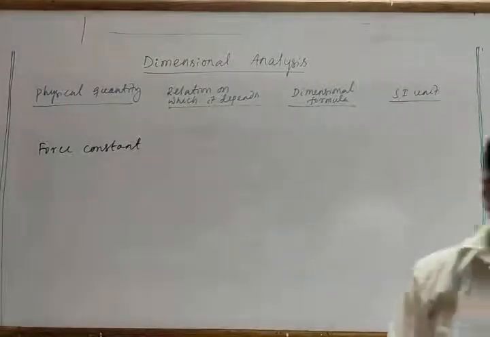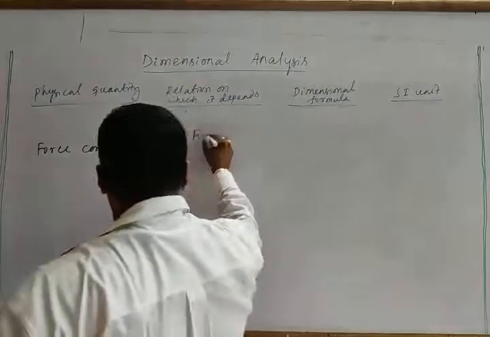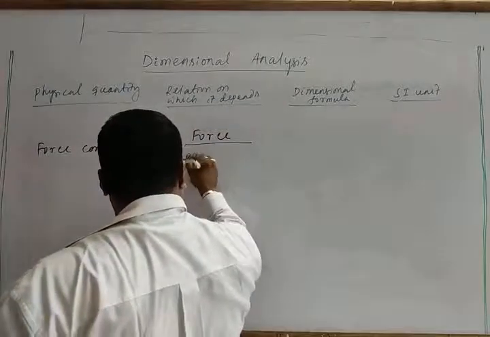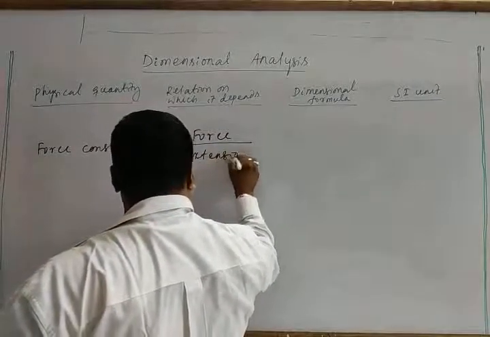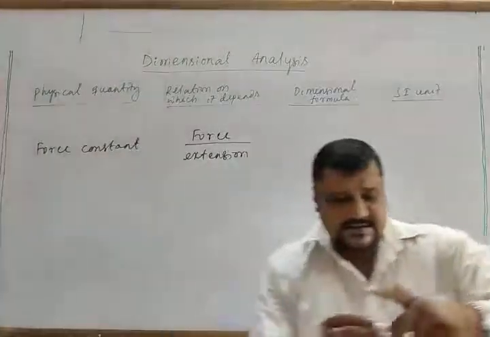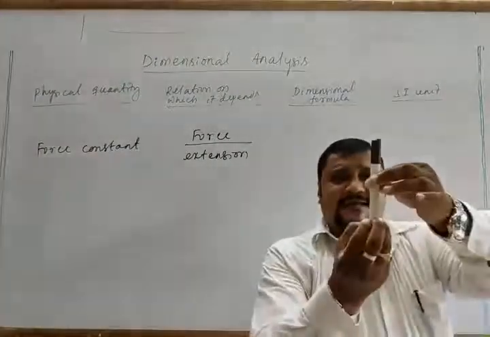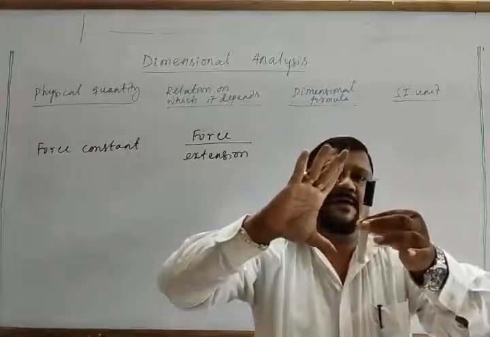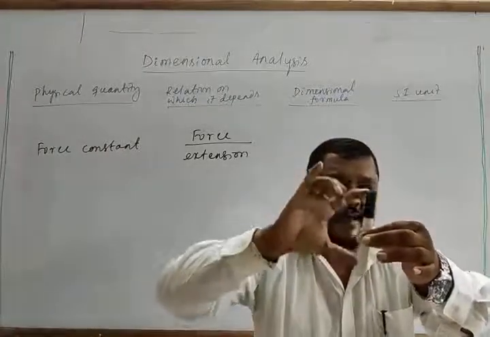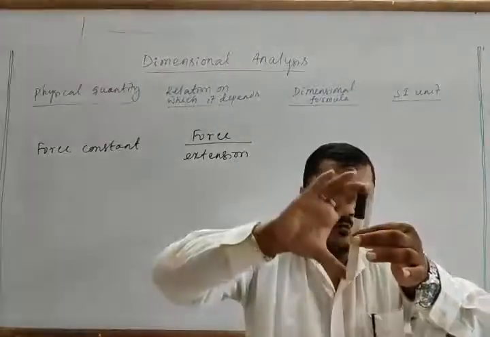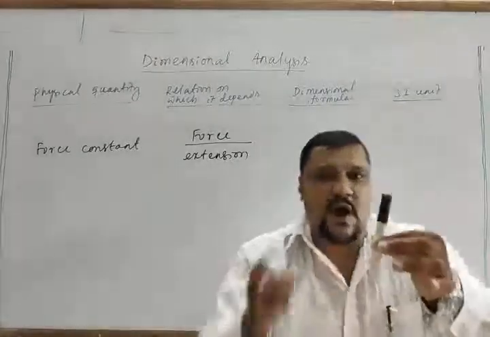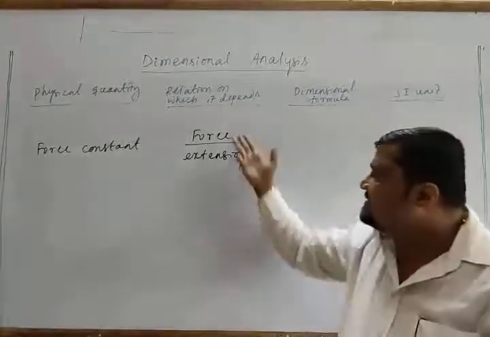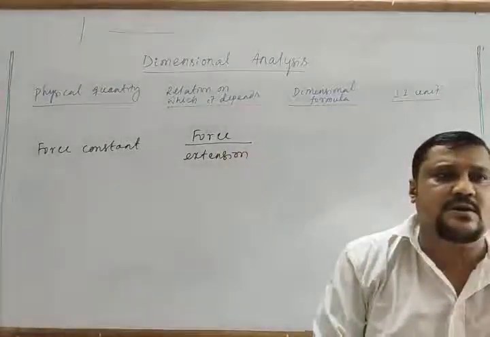So the force constant is how much force you apply for its extension. Same thing: this is the string. If you attach a weight here, you are applying a force, and it extends. So how much force is applied, with what extension? That ratio is called the force constant.